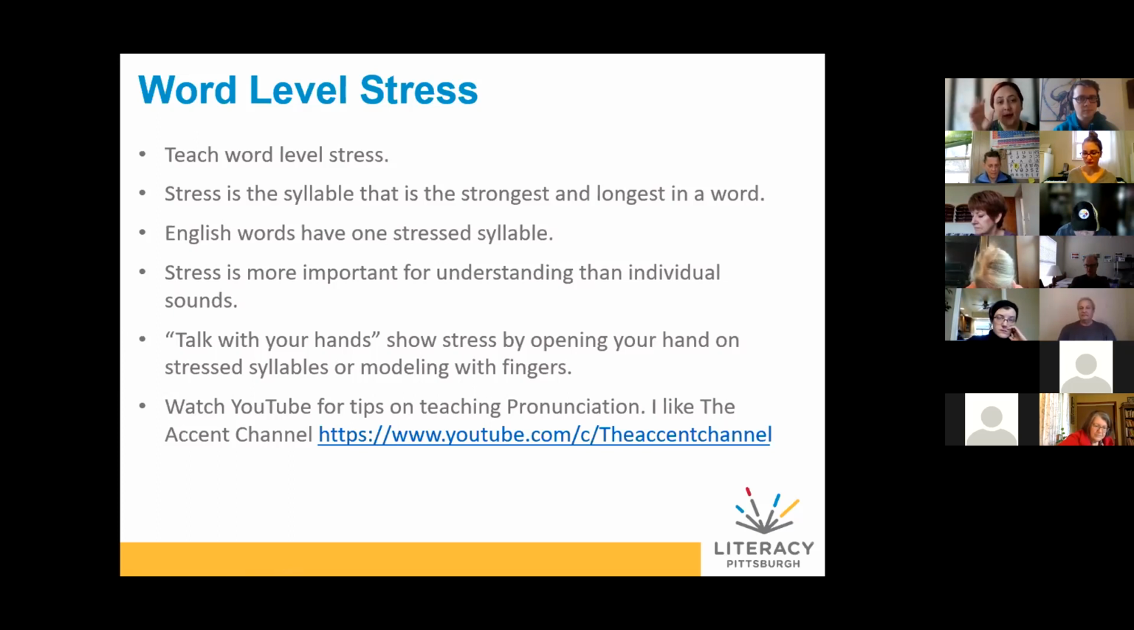Alternatively to open hand, you can kind of be like a conductor. Elementary school. Okay, so you can use your finger, and then when the stress goes up, your finger goes up, and then you go back down. Okay. So using your hands and having a visual for when to stress can be helpful.